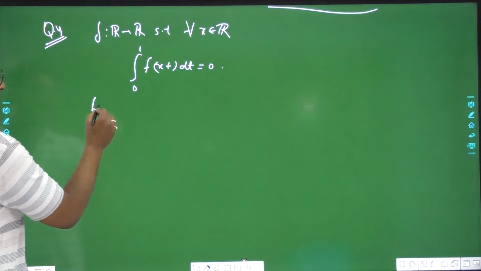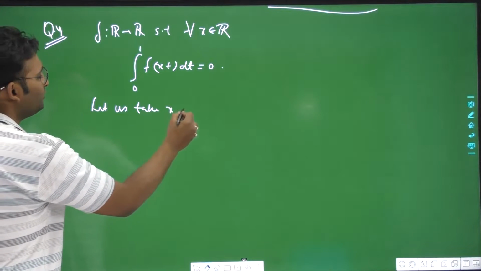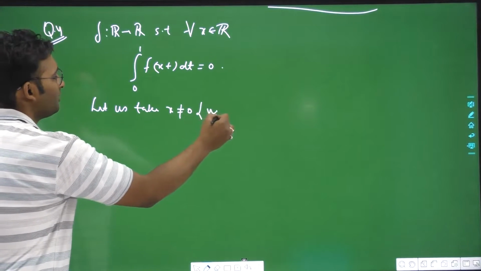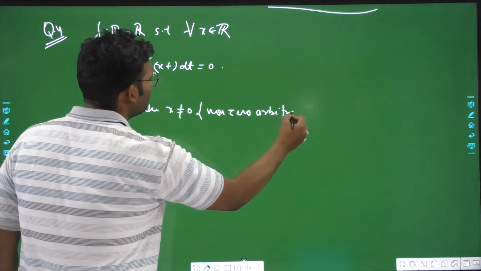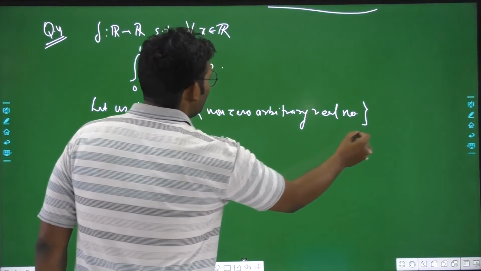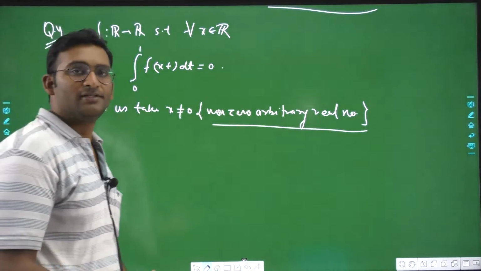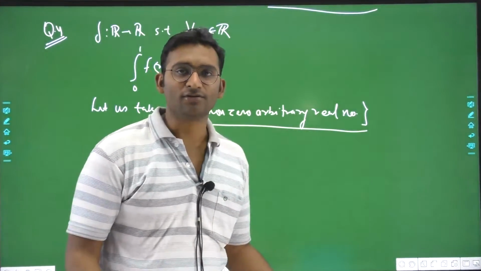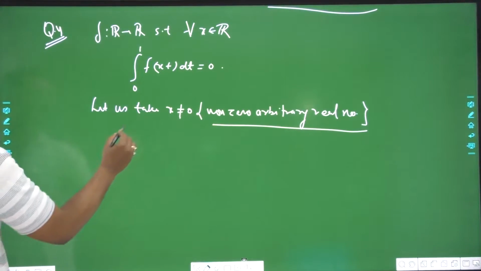See, let us take x to be a non-zero arbitrary real number. Let us assume x is some arbitrary non-zero real number. Arbitrary is important because if it is true for some arbitrary x, then it is true for all real non-zero x. This is what the logic will be. So let x be not equal to 0.